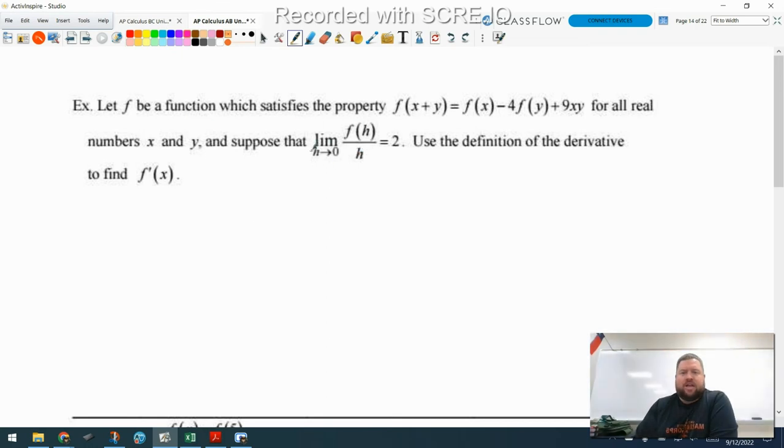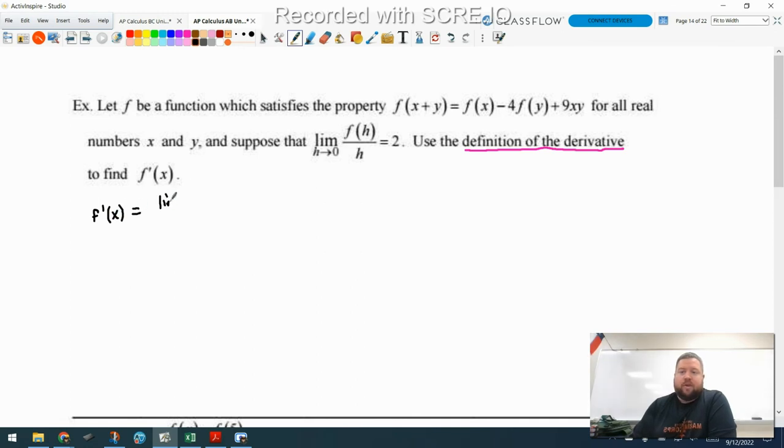I can see it's over h approaching 0, so that should be kind of making some things in my head. And then also they tell us use the definition of the derivative. Okay, so if they tell you what to do, make sure you do that. All right, so I'm going to start by just writing out the definition of derivative.